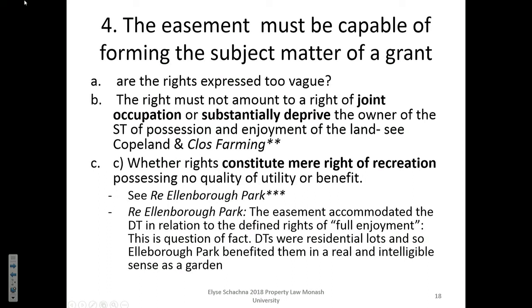And the last requirement is whether the rights constitute a mere right of recreation, possessing no quality of utility or benefit. So in this example here, Ellenborough Park, our case example, remember, there was a central park around a whole lot of lots, and these lots used this park to picnic, to play games, to play sport, to walk, it was to wander essentially and enjoy. And the easement accommodated the DT in relation to these defined grants of full enjoyment because, as I mentioned earlier, the DTs were residential lots, and so Ellenborough Park benefited them in a real and intelligible sense as a garden.